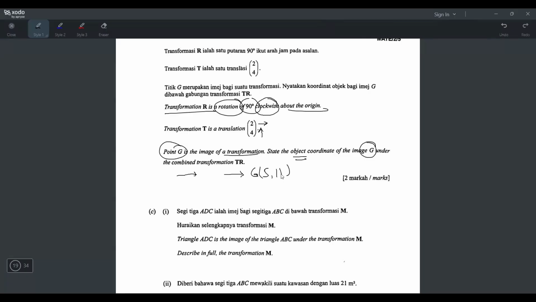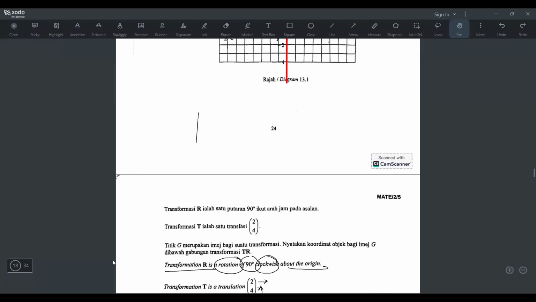Okay, if they say combined transformation TR, it means we have to do R first. So the first transformation is R, the second arrow is T. And now my job is to fill in this and this, right? It means you have to do it backwards. You have to do it in reverse, right? Why you have to do it in reverse is because you are finding the object. You're not finding the image now, you're finding the object, right? So what you have to do is transformation T, but in reverse. And I think a lot of students don't know how to reverse the transformation. So I will teach you now how to reverse the transformation.